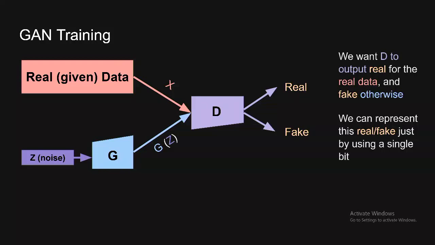To make clear, we can represent real or fake as a single bit. We don't need to represent it as strings or anything. It's just a single bit, 0 or 1, real or fake. Cool.